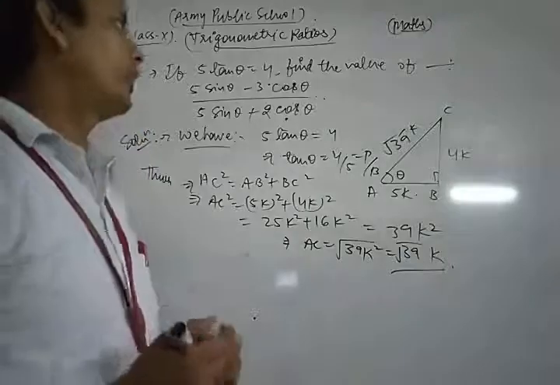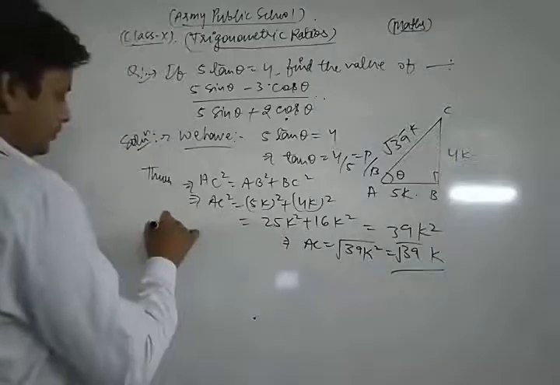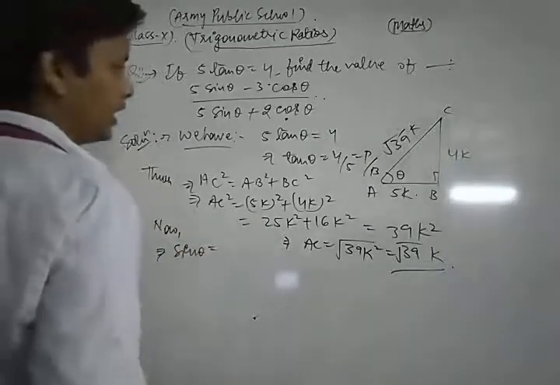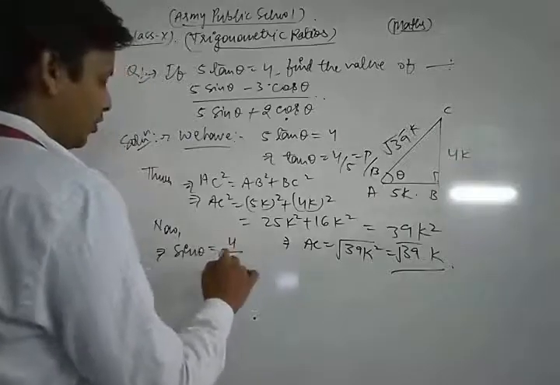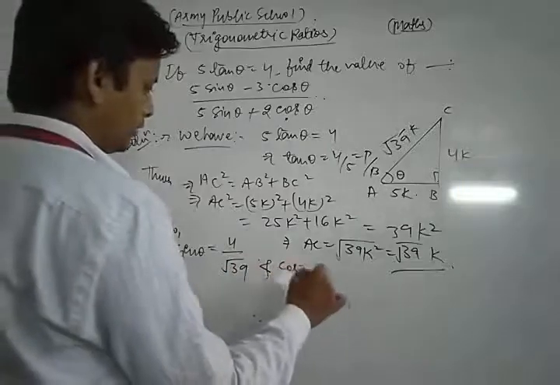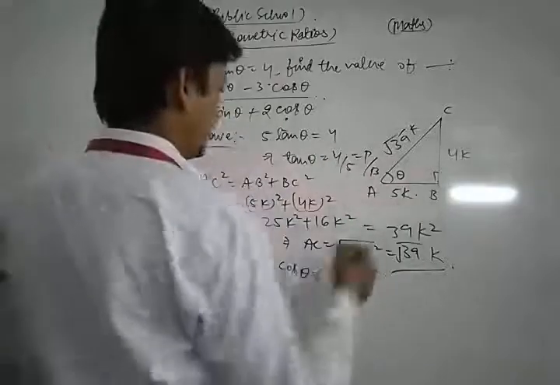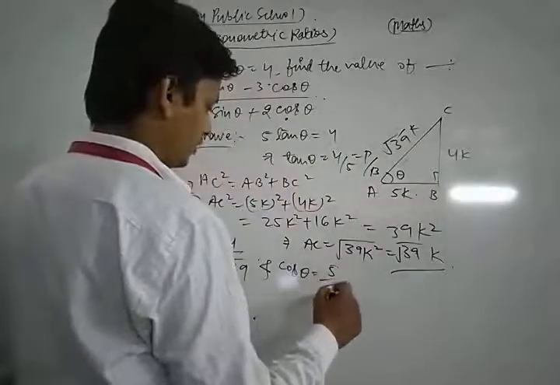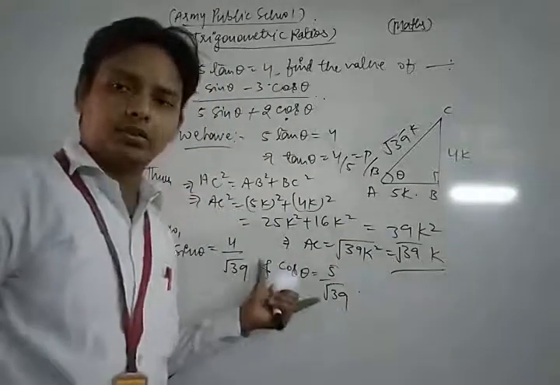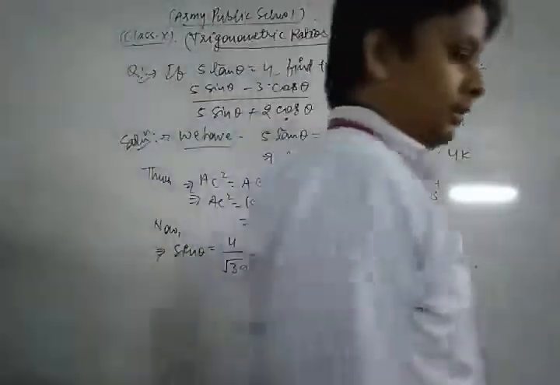Now we find the value of sine and cos theta. The value of sine theta is perpendicular upon hypotenuse, that is 4 upon under root 39, and cos theta is base upon hypotenuse, means 5 upon under root 39. Now we put the value of sine theta and cos theta in the given expression and simplify them.